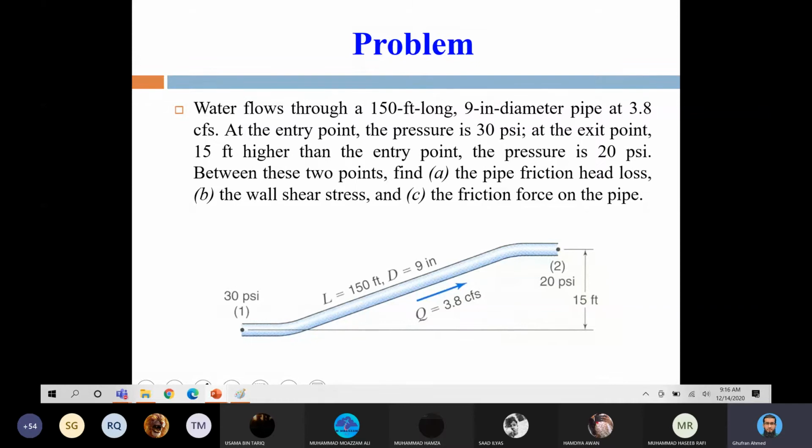Water flows through a 150 feet long, 9-inch diameter pipe at 3.8 Q6. The length is given, the diameter of the pipe is given, and the discharge is also given, which is 3.8 Q6. At the entry point, the pressure is 30 psi. So this is pressure 1, P1. At the exit point, which is 15 feet higher than the entry point, the pressure is 20. This is P2. So Z1 here would be 0 and Z2 would be plus 15.